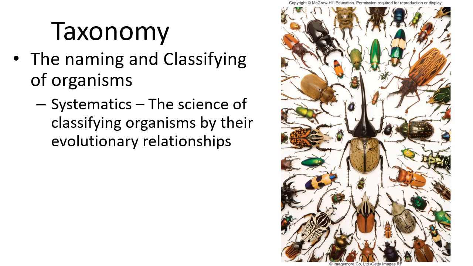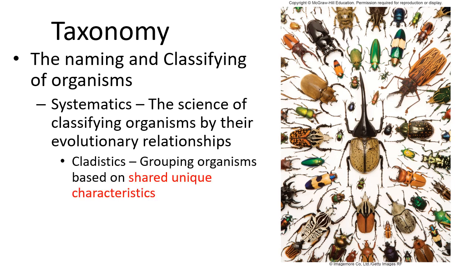So we can look at all these beetles and we can name and classify them by their different characteristics that are similar or different. But if we want to look at evolutionary relationships, we want to specifically understand common ancestors, when they diverged as species, and things of that nature. Macroevolutionary events. Cladistics then is grouping organisms based on shared unique characteristics.